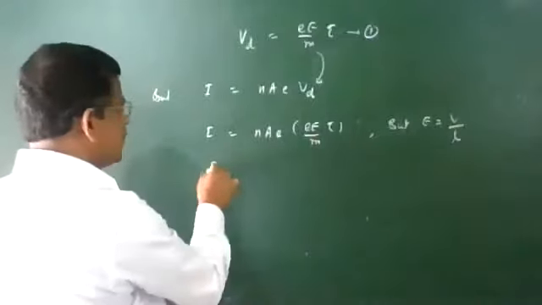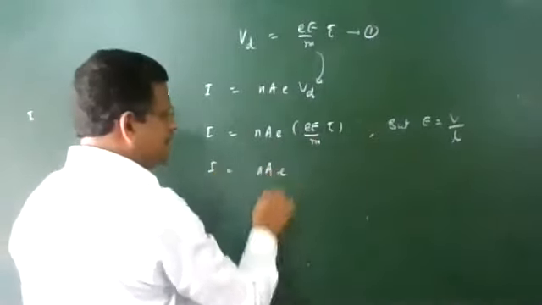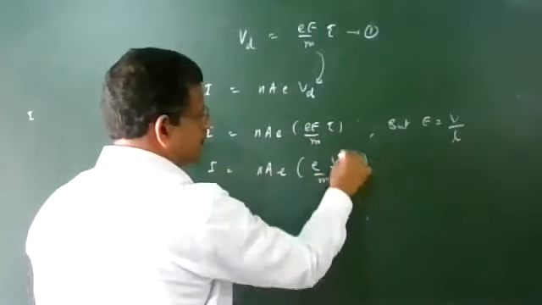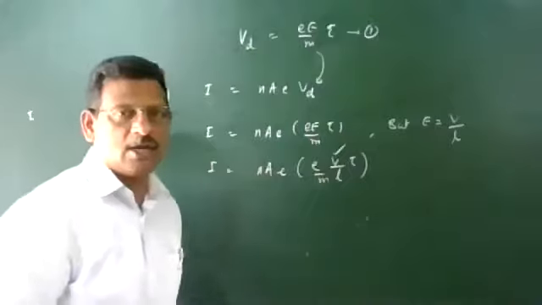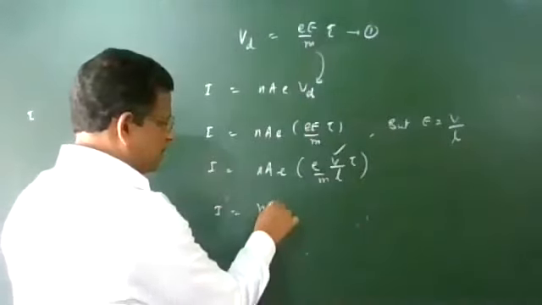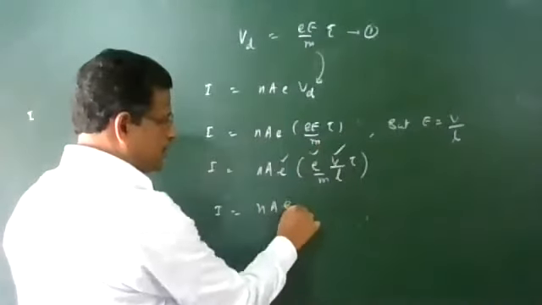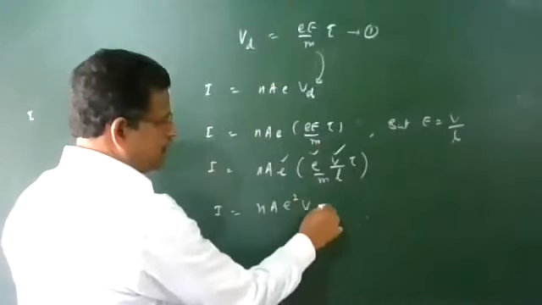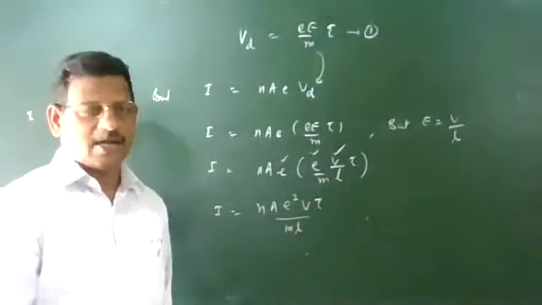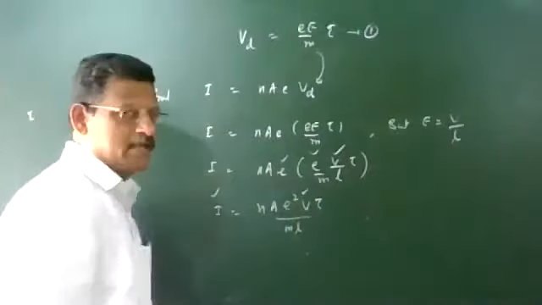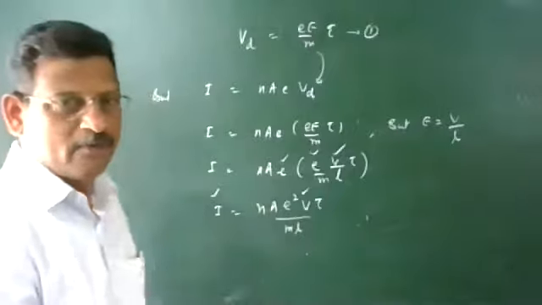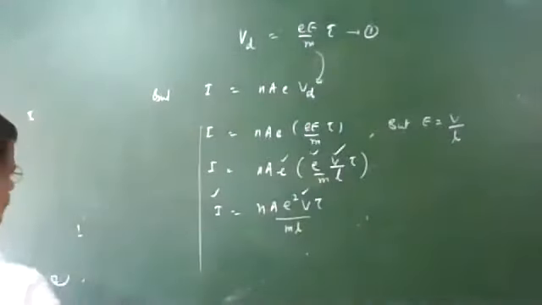So substitute here: I = nAe into (V/L) into eτ/m. So for the electric field, we put the value V/L. Current is given by nAe²τV divided by mL. तो इसमें करंट का टाइम भी आ रहा है, वोल्टेज का टाइम भी आ रहा है, बाकी सारे चीज एक साथ कांस्टेंट रखें. So I want to get the value V, so I take V from here.